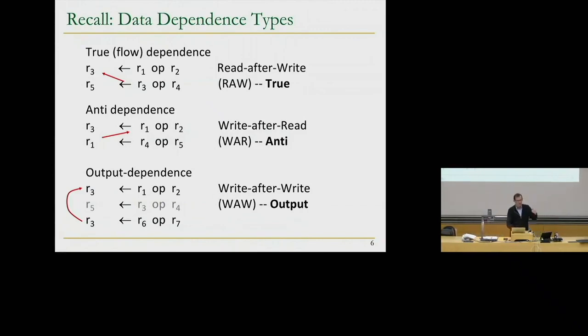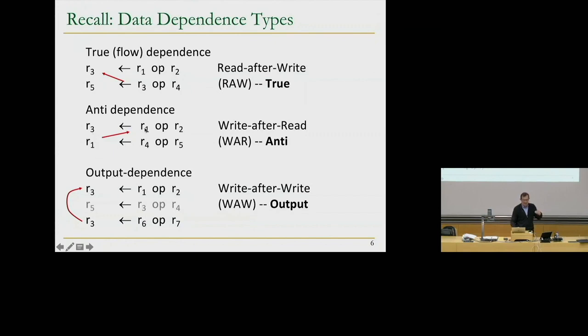Because in data flow, what really matters is this, right? Remember, there are no registers in data flow, if you think about when we discussed data flow. It's all about data flow. You produce some data, and there's a consumer of data. This is the only true case. Here, there is no producer-consumer relationship between the instructions. It's just dependence on a name, right?